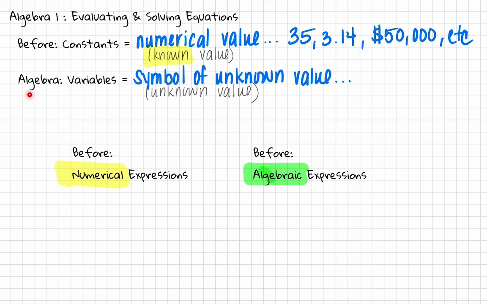But now that we're in algebra, we have something called a variable. And a variable is a symbol of an unknown value. The key word that's important is unknown. And one could describe algebra as using the properties that we are taught to find the values of the unknown symbols that we're given.